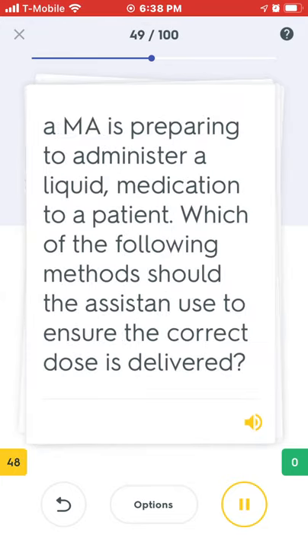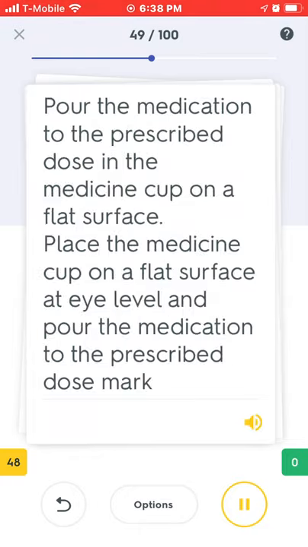A MA is preparing to administer a liquid medication to a patient. Which of the following methods should the assistant use to ensure the correct dose is delivered? Pour the medication to the prescribed dose in the medicine cup on a flat surface. Place the medicine cup on a flat surface at eye level and pour the medication to the prescribed dose mark.